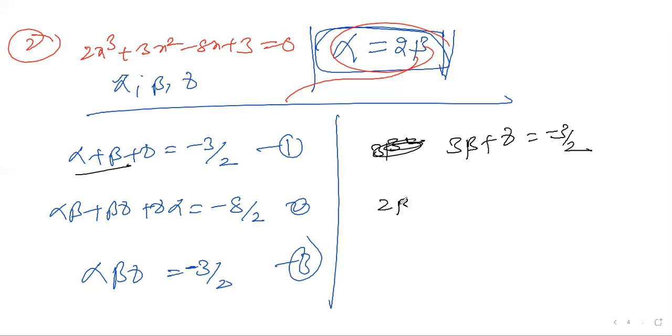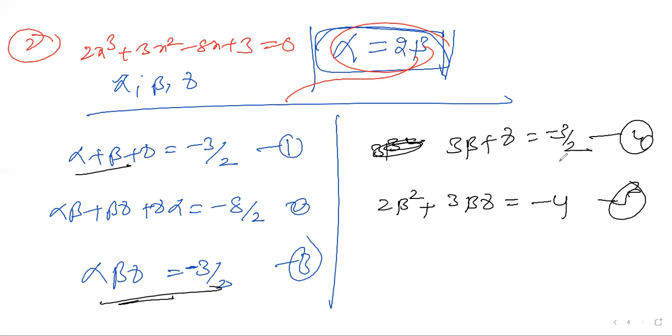2 beta square. Then both are the same, right? Alpha is equal to 2 beta here, here also 2 beta. Then you take gamma as common. Then it becomes 3 beta gamma. Then how much are you going to get? Minus 4. Okay. The third one is not required, because S1 and S2 are enough for me. This is equation number 4.